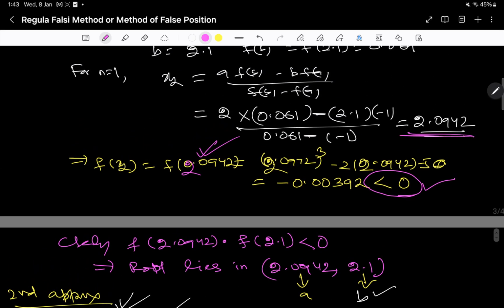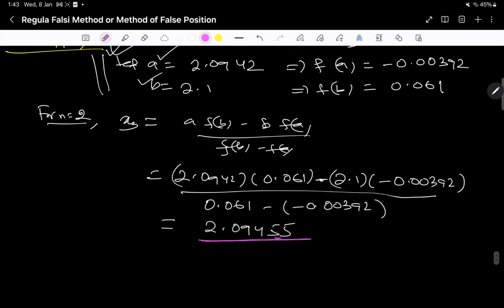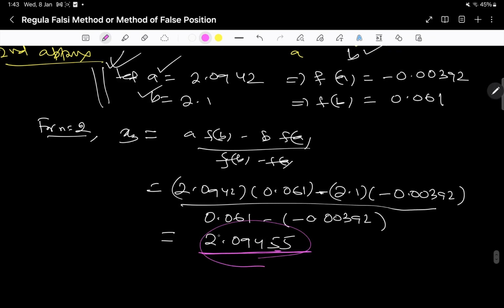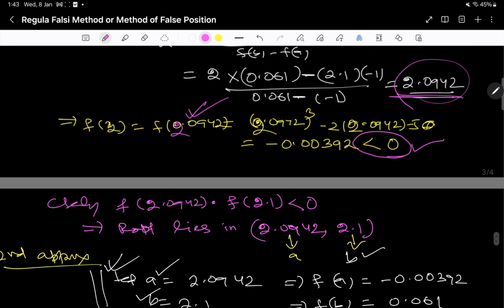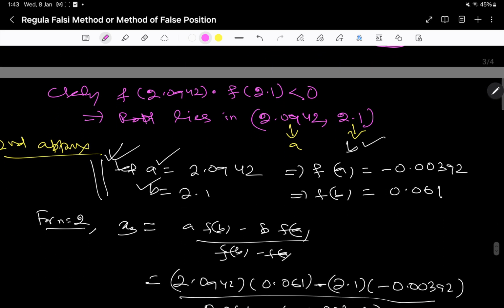You see this x3 and x2 are very close, in fact up to 3-digit accuracy. 094 and 094 are the same here. So in two steps we are getting the answer. It is quite close to each other.